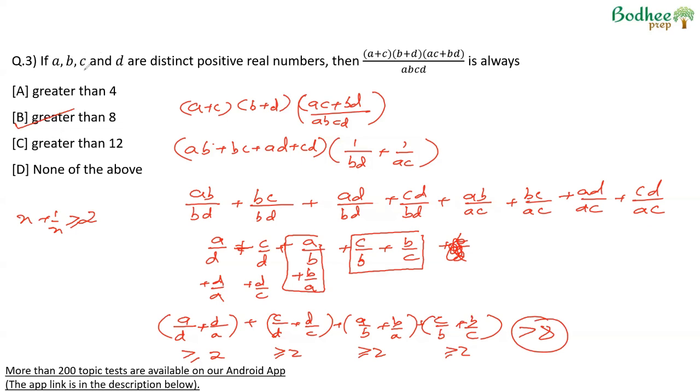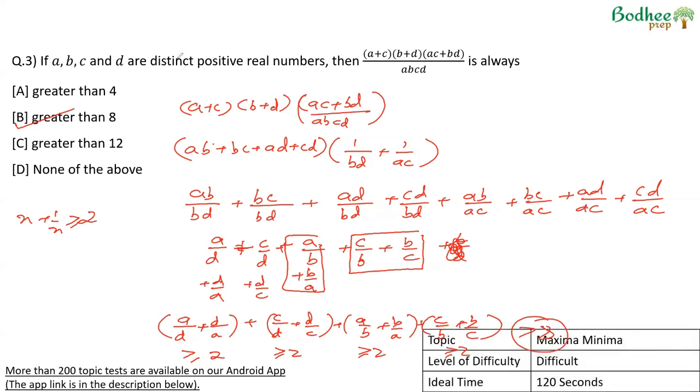It will be equal to it when A, B, C, D are all the same, and therefore each of the values will be 2, 2, 2, 2. But since they are distinct values, the values have to be greater than 2, and therefore the overall sum will be greater than 8. Again, in terms of level of difficulty, there is a lot of arrangement that goes on, therefore I'm saying difficult. But once you are able to see the kind of expression that you want in the end, it should not take more than 2 to 2.5 minutes to solve.